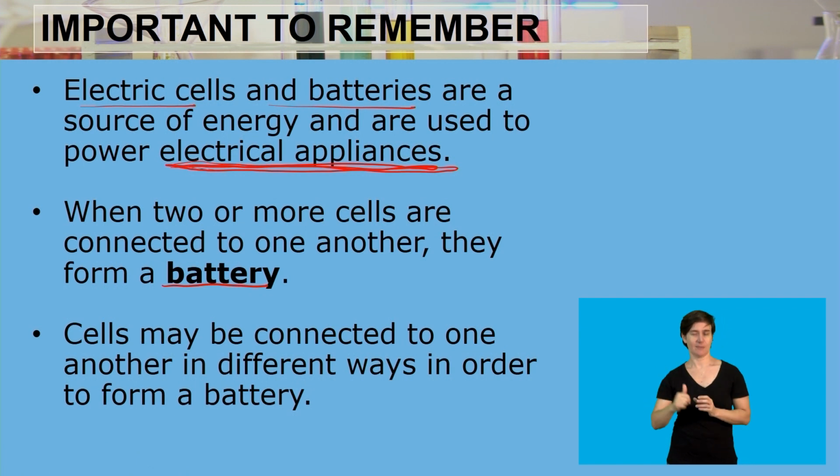Then the last thing that I want you to remember, also the most important thing, is that cells may be connected to one another in different ways to form a battery. So we can connect cells in series, we can also connect cells in parallel. However, remember that the output energy that you're going to be getting when cells are connected in series is going to be different from when our cells are connected in parallel.